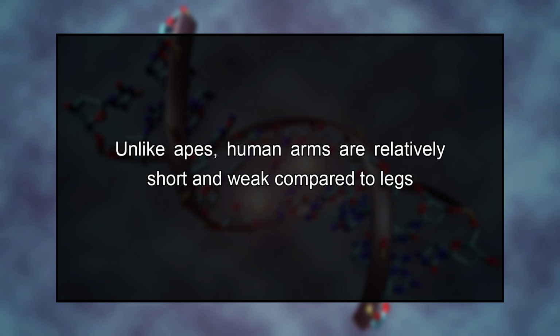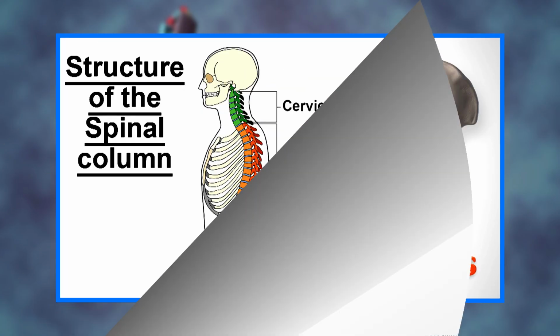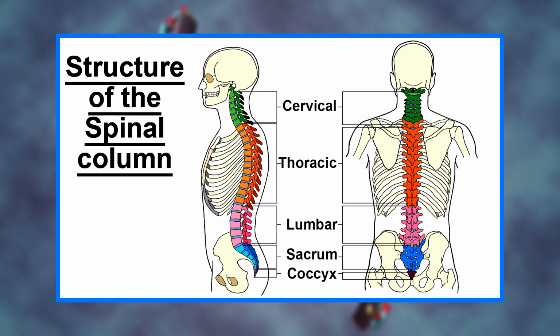A number of changes in human bodies were related to the evolution of this form of locomotion. Unlike apes, human arms are relatively short and weak compared to legs. Our feet no longer have the ability to effectively grasp and manipulate objects because the toes became shorter and the big toe moved up into line with the others. The human pelvis and spinal column also have been modified for an erect posture and efficient bipedal locomotion.